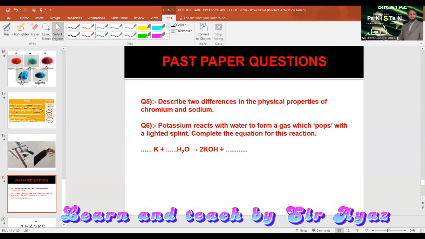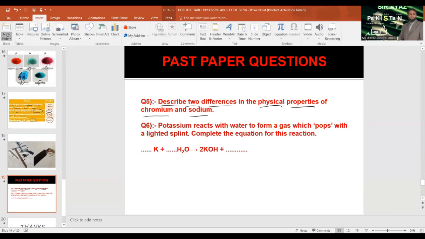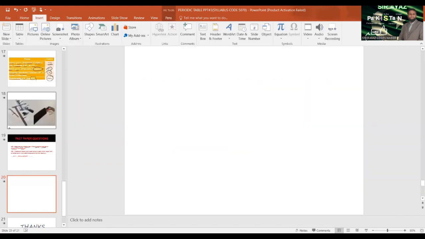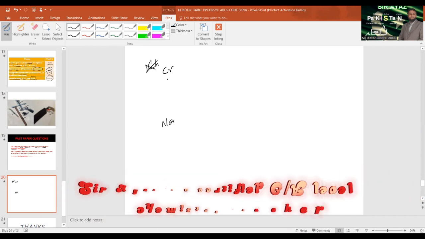So we have past paper questions. Describe two differences in the physical properties of chromium and sodium. Looking at the position of chromium and sodium, chromium is a transition metal. So you can write any of these differences between these two. We have chromium, sodium. You can write chromium.